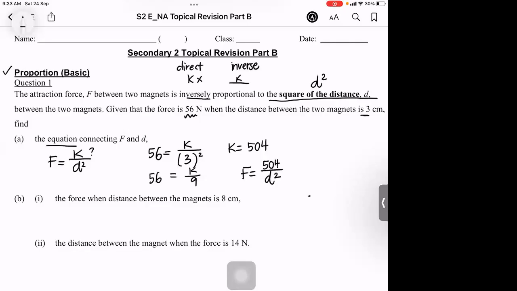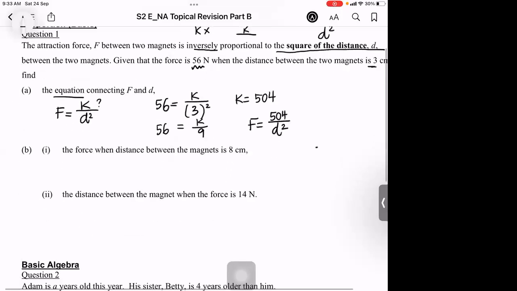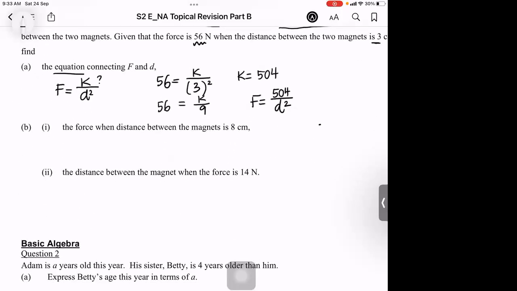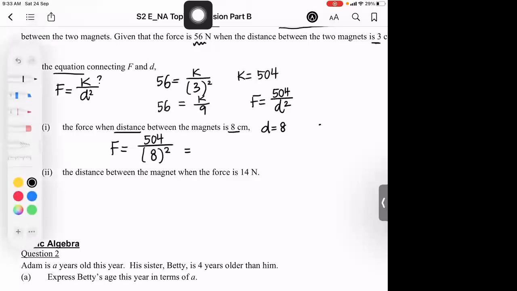Right, next question. So now that I already have the equation ready, I'm going to use it. Find the force when the distance between the magnets is 8, so D is equal to 8. Force will be equal to 504 over 8, but remember to square it. Anyone get the answer for me, please? 7.875. Got fraction. Okay, 63 over 8, or 7 and 7 over 8.